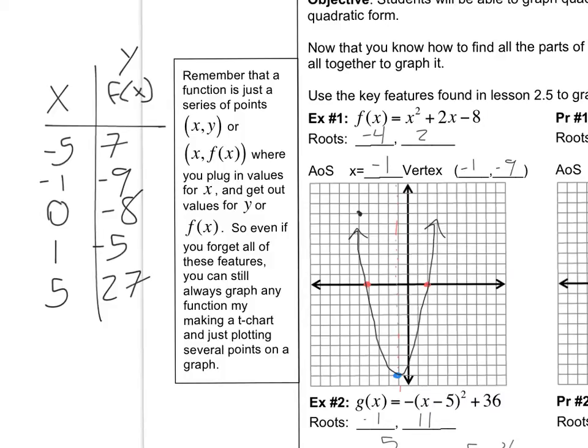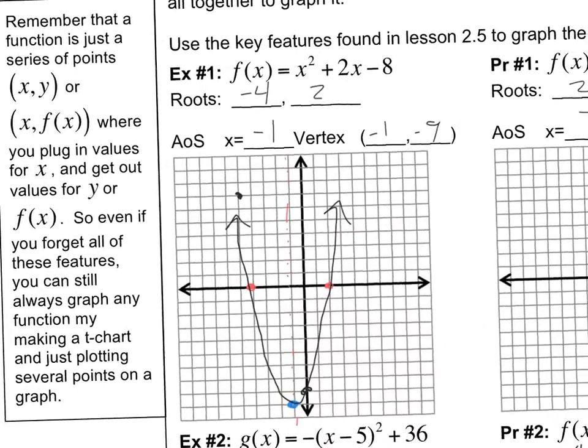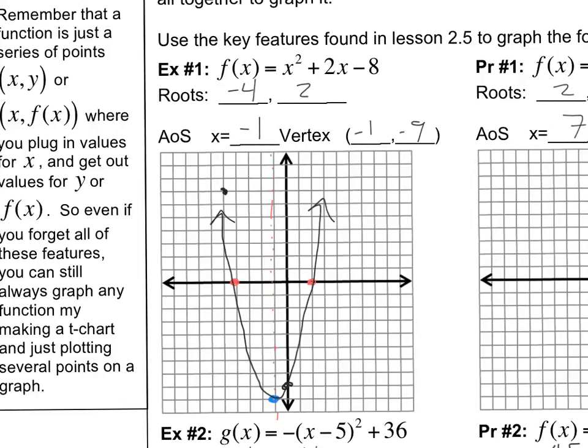-1, -9 did show up on my graph. It's right there, it's my vertex. 0, -8, that showed up on my graph right there. And 5, 27, I'm sure that would show up on my graph. If my graph went that big, it'd be way up here. So my point is that all of these points will show up on the same graph. These key features just help us do it a lot easier. So if we know the key features, it's easy, but we don't necessarily need that to graph.